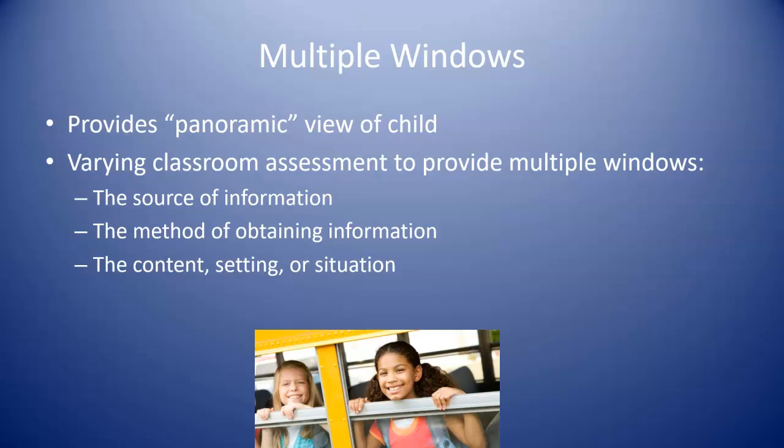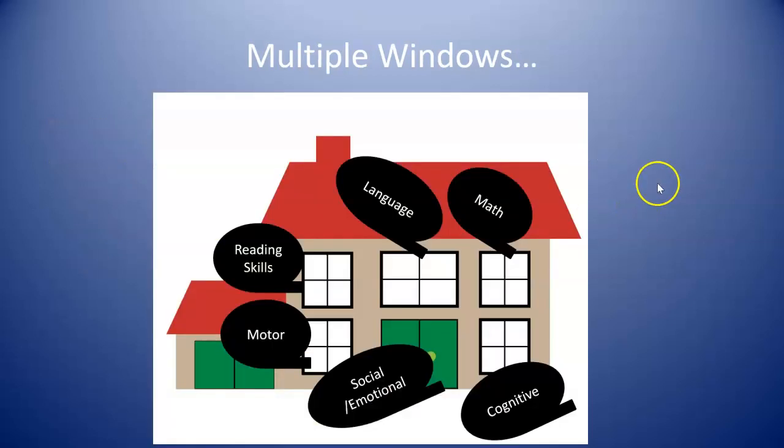The good news is that you probably are already doing this in a variety of ways, but maybe you've never really stepped back and thought about how you're assessing children and kind of putting those pieces together for measuring ongoing growth and progress towards specific goals and outcomes. So when we think about multiple windows, I've told you before, I'm a very visual person. So I literally sometimes think about a child being kind of like a house.